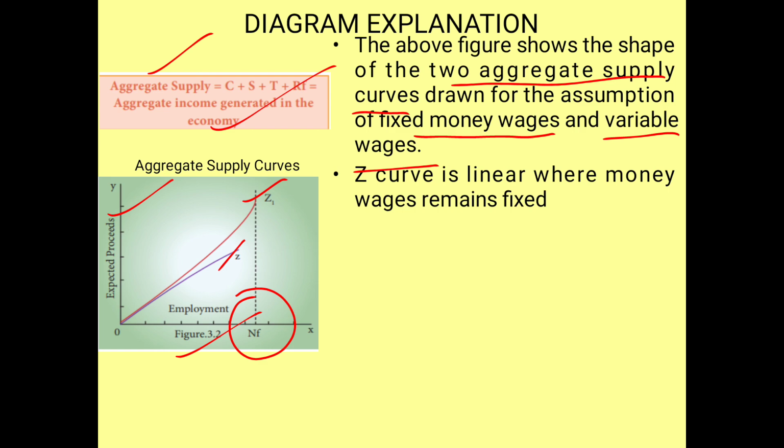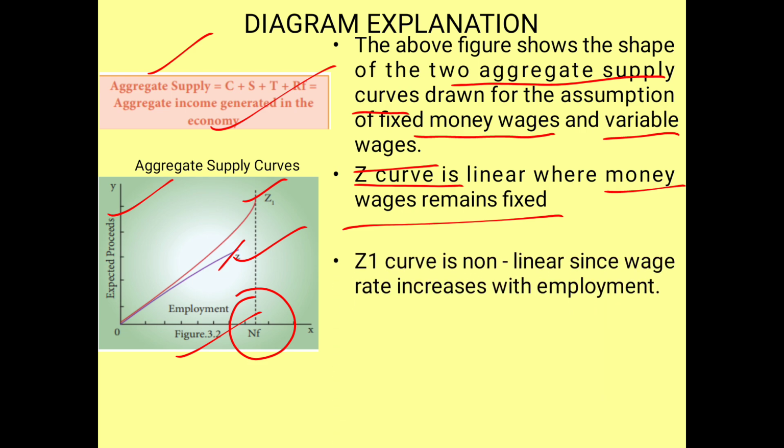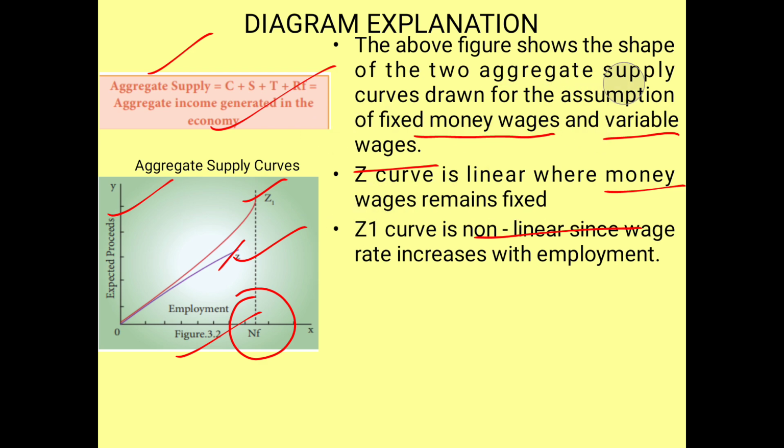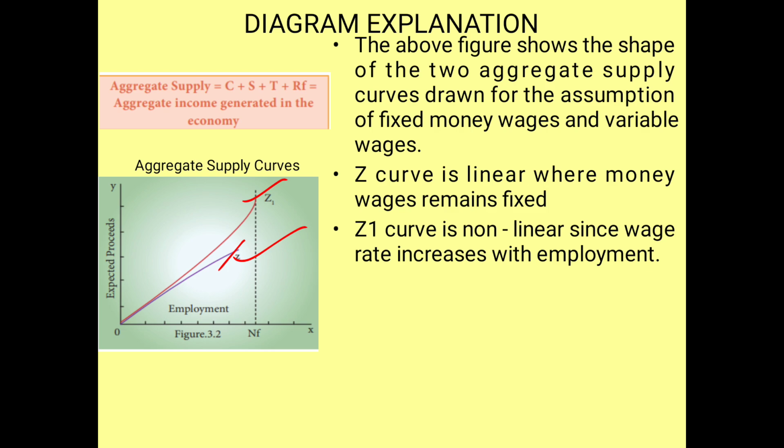Fixed wages, maybe you can say monthly what a person may be receiving. Variable wages, it depends upon the time duration of his work, how many days he is able to work. Now what does the Z curve represent? So you can see Z over here is nothing but linear, where money wages remain fixed. What does Z1 tell you? It is non-linear. So note down each and every point that I am telling you. Here Z is linear, Z1 is non-linear. Non-linear tells you wage rates increase with employment. What does linear tell you? Money wages are fixed.